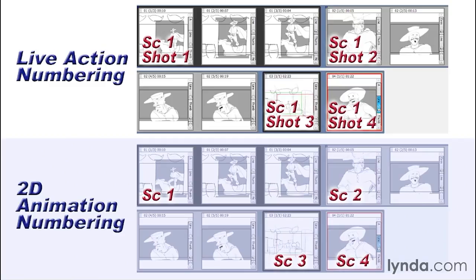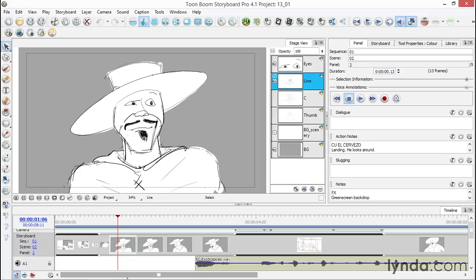Now, where it gets a little confusing, I'll just hop back to the storyboard software here. So where does that leave us with 3D animation or CG? Well, believe it or not, it can actually be numbered either way. And it's really going to be dependent on the production unless it's a mix of 2D and 3D, and then generally it's going to use the 2D numbering structure.